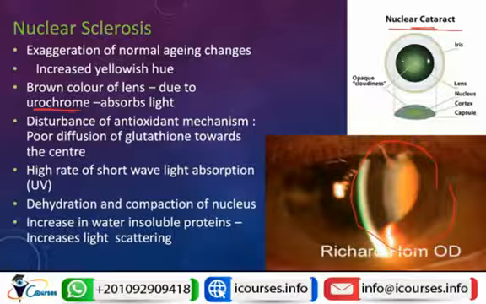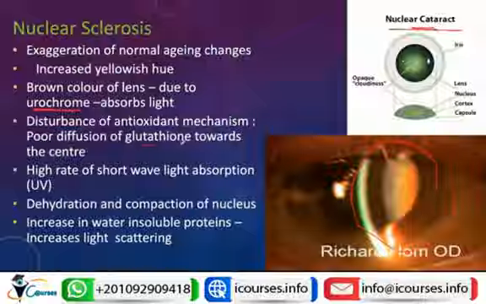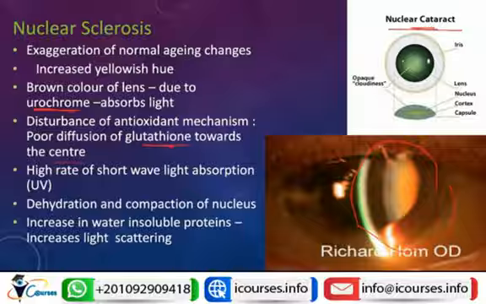So what are the mechanisms behind the nuclear cataract? The nuclear cataract occurs mainly due to poor diffusion of glutathione toward the center. As we get older, the amount of glutathione decreases, and since glutathione is made mainly by the anterior lens epithelium, it reaches the deeper fibers by diffusion from the superficial fibers, so the nucleus, being deeper, doesn't acquire enough glutathione. That's why it will opacify.